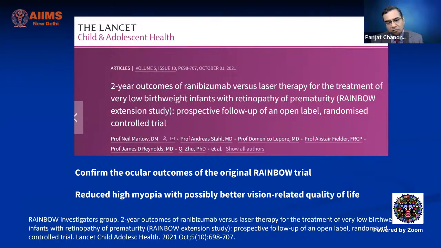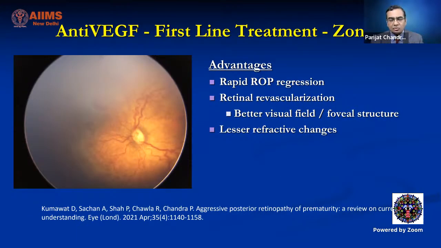Recently, the 2-year outcomes of Rainbow were also released, which again confirmed the outcomes of the original Rainbow trial and retained the high vision benefits. So there's no doubt that anti-VEGF has emerged as the first-line treatment for zone 1 ROP, and it has led to rapid ROP regression.